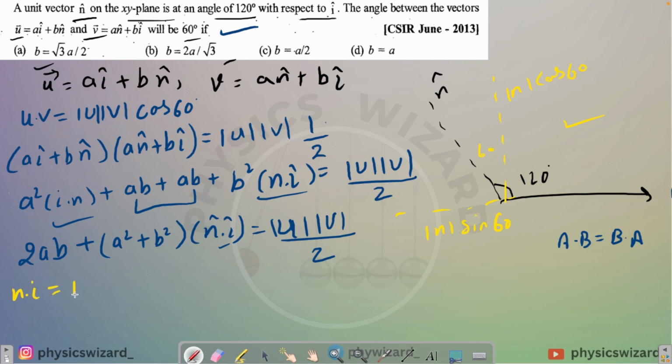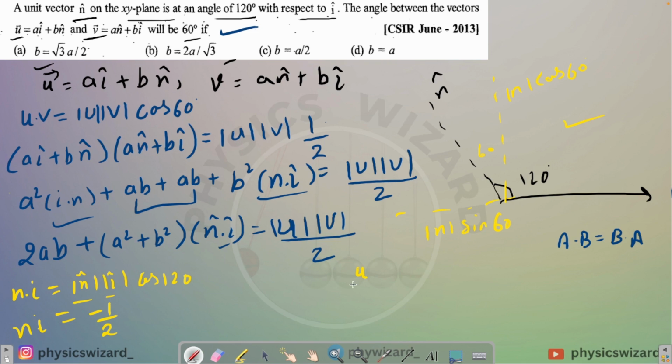What will be n dot i? Magnitude of n is unit vector, remember it. i is also unit vector, and cos theta between n and i, that is 120 degree. These both are 1 and 1, and cos 120 degree we know is minus 1 by 2. So n dot i is minus 1 by 2. One thing we calculated here. Now uv.